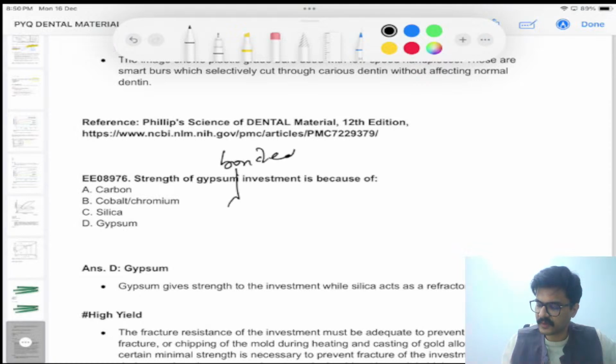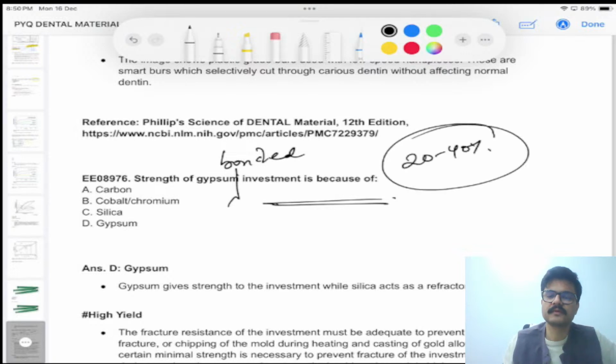Okay, strength of gypsum bonded investment. Always remember, although gypsum is only 20 to 40%, this gypsum is the binder, right? So the strength is from gypsum. Similarly, in phosphate bonded, the strength is provided by phosphate. The refractory is silica, in the form of quartz or cristobalite, but the strength is due to the binder.